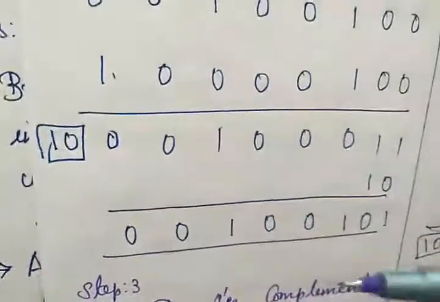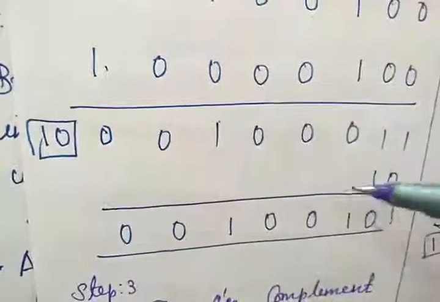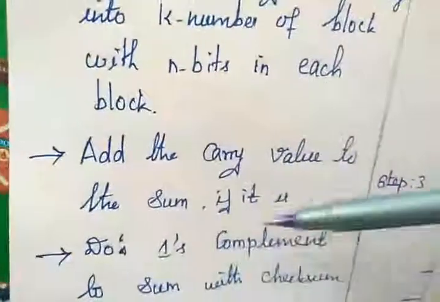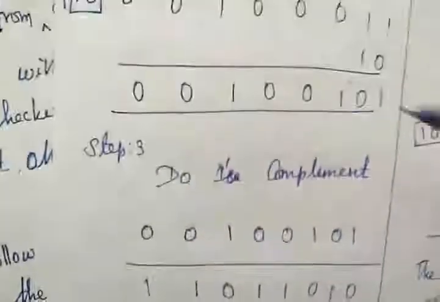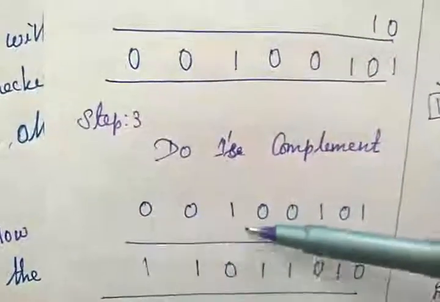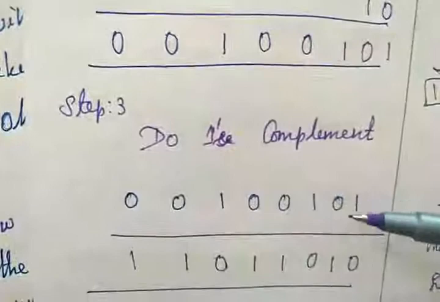Now this result should be converted into ones complement. This is the first step, I think: do the ones complement of the sum to get the checksum. Take that result, 0 0 1 0 0 1 0, and do the ones complement.